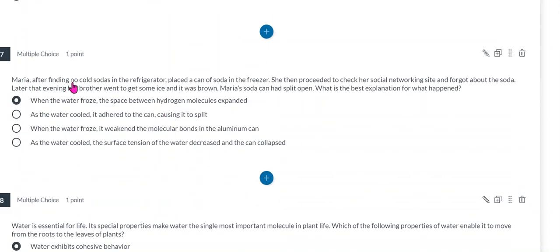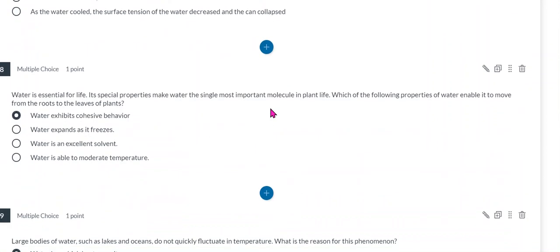Another example: Maria, after finding no cold soda, put it in the freezer. You read this question, so I'm going to move on. What she noticed is that the soda can split open. Why is it? Because when water freezes, the space between the water molecules expands. That's why the water in the soda expands and increases in volume. So when the volume increases, it pops.